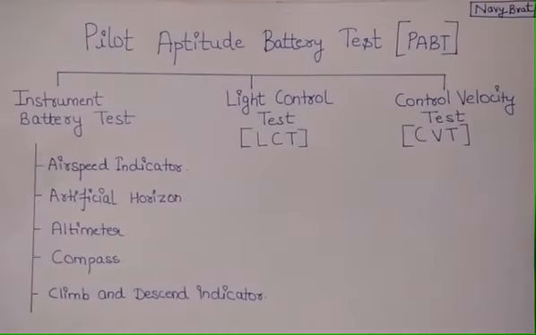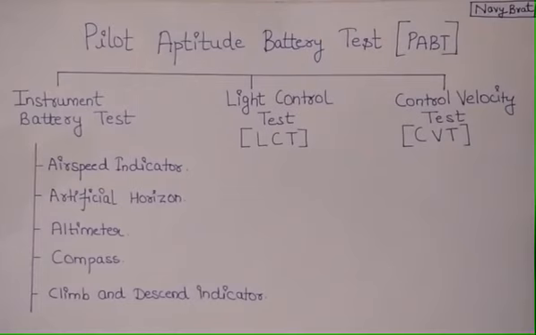The test consists of 15 questions. You have to attempt those questions in 12 minutes. And this test is based on the reading of the following 5 instruments. The first one is the airspeed indicator. The second one is the artificial horizon. The third one is the altimeter. The fourth one is the compass. The fifth one is the climb and descent indicator.